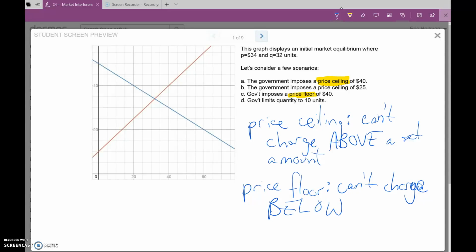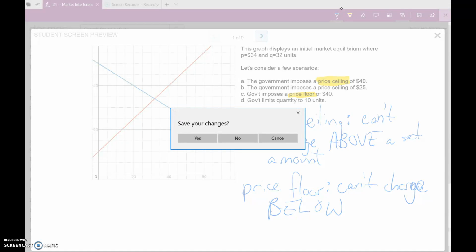Okay, so we're going to look at what happens to the market when the government imposes all these different changes. There's one slide per part, so let's go ahead and get started with part A.